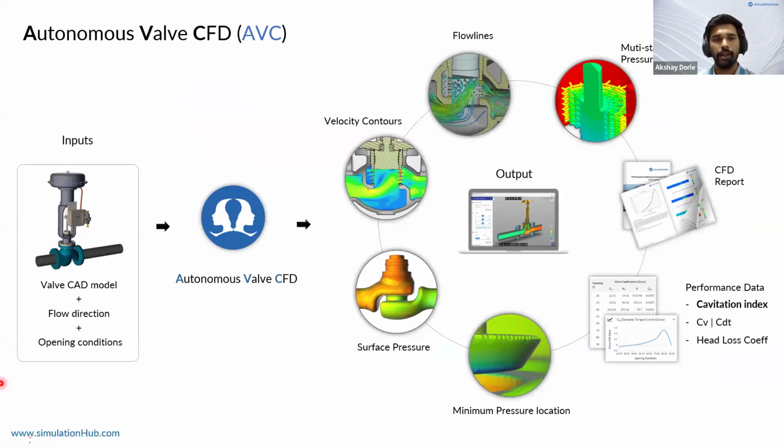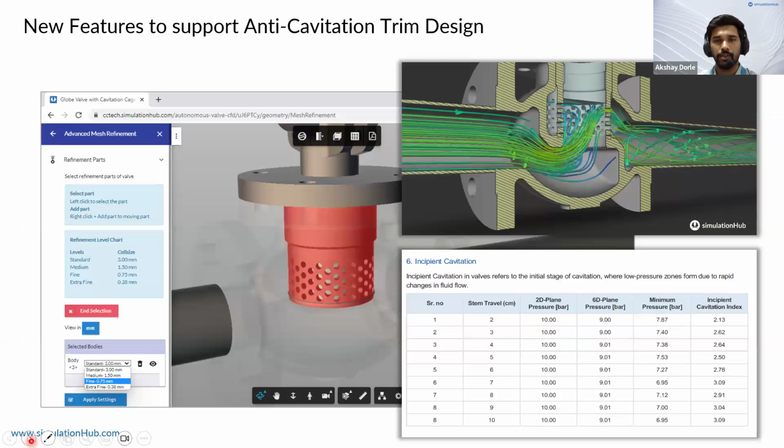So this is what we get in AVC. This is the qualitative side of the visualization as well as the quantitative side of the results. We have also added features so that complex trims like this can be easily simulated in the app, as well as the incipient cavitation index, where you can get the incipient cavitation for each of the openings and make informed decisions using these values.